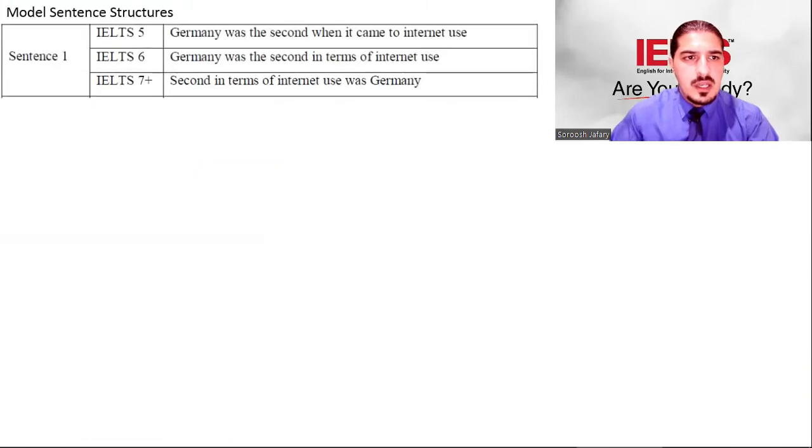Model sentences. Sentence 1, IELTS 5: Germany was the second when it came to the internet use. Germany was the second in terms of internet use. Second in terms of internet use was Germany. So passive voice, reported speech. The structure itself, the name is reported speech. You should use reported speech.